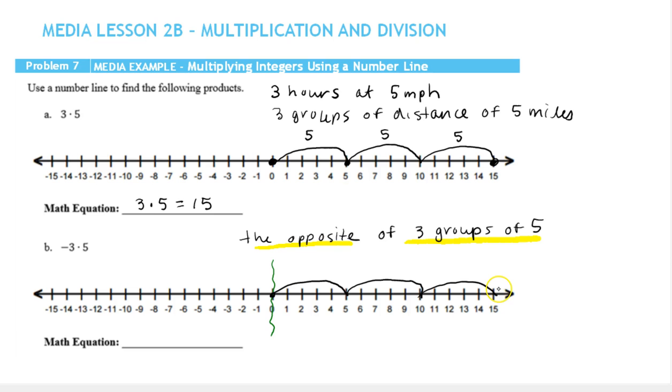If we reflect this like a mirror, it would reflect to negative 15, since negative 15 is the same distance from 0 as positive 15. So this would be our final result. So negative 3 times 5 is equal to negative 15. Or the opposite of 3 groups of 5, the opposite of 15, is negative 15. Let's look at a few more.